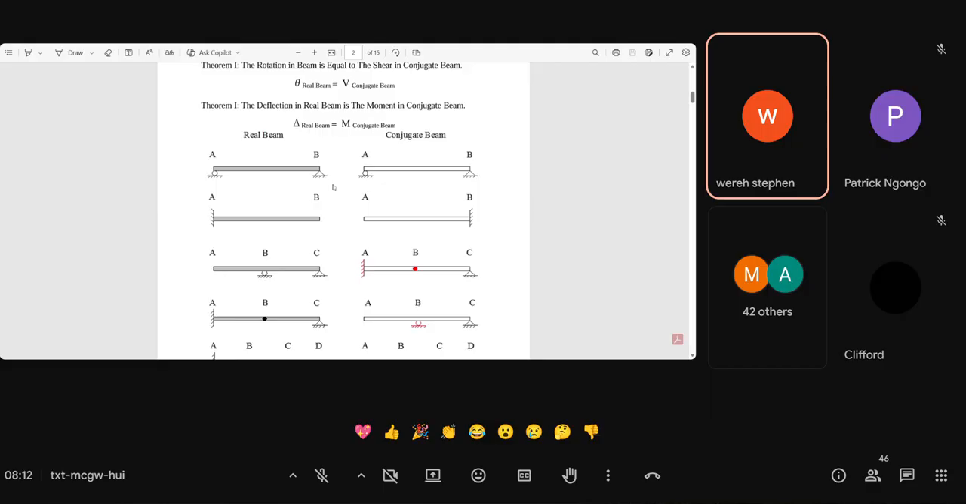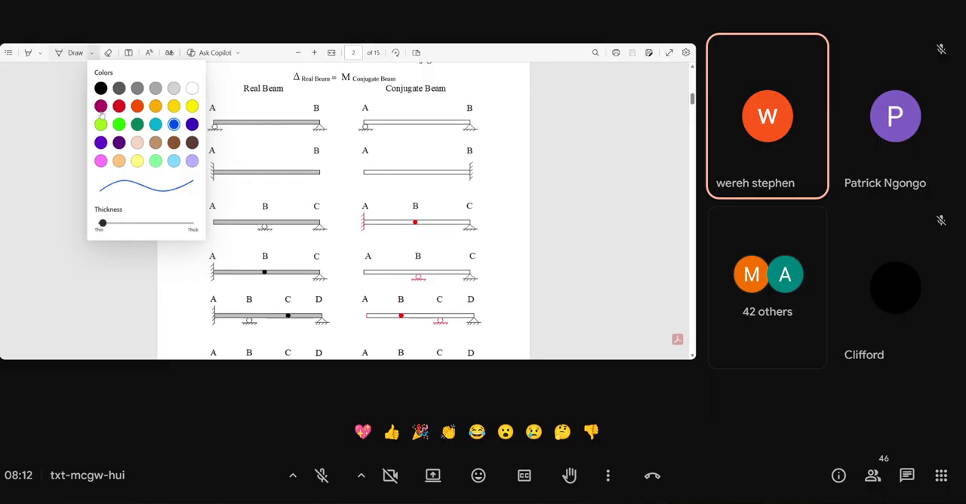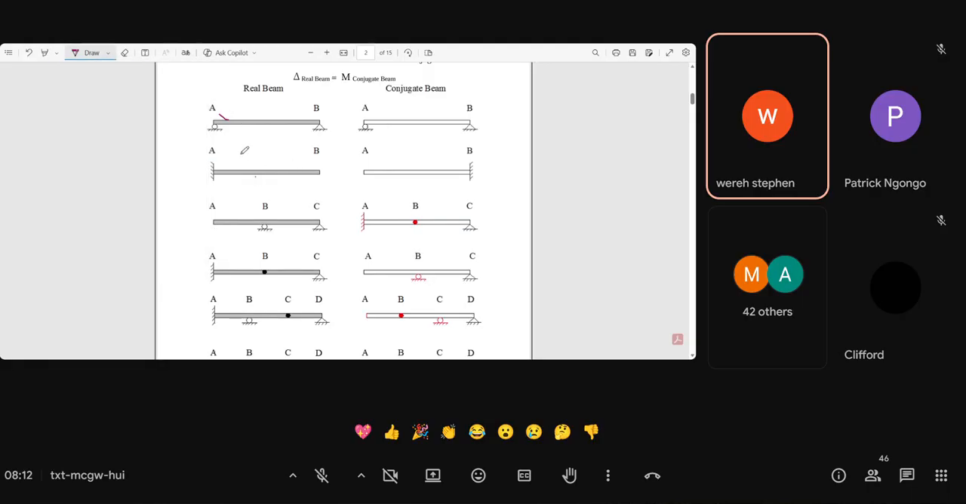So the most important thing to note here is that whenever you are given a real beam, for example, I have several real beams here. You can see them. You have beam A, beam B. These beams have different types of supports. So we are only looking at supports. So, for example, look at this beam AB. The support is a roller and a pin.